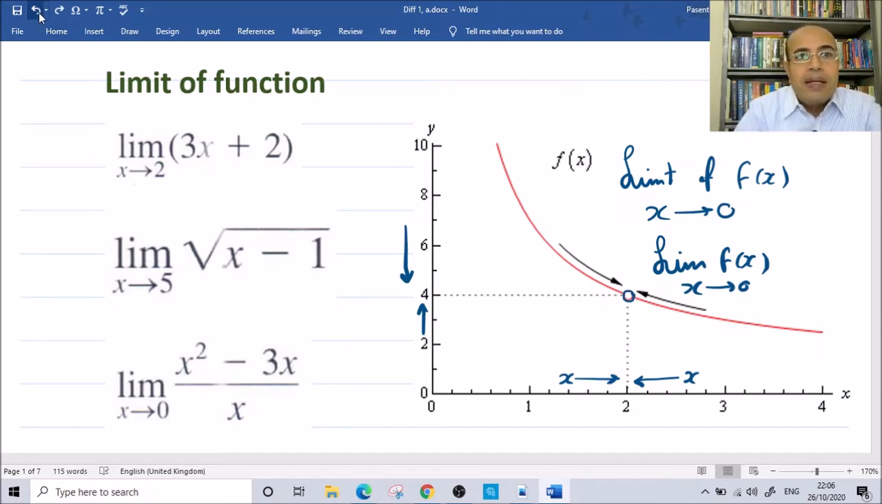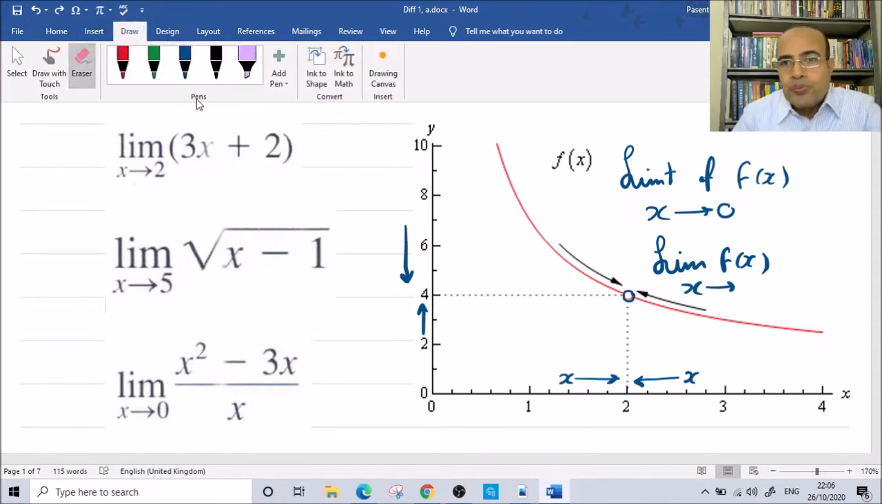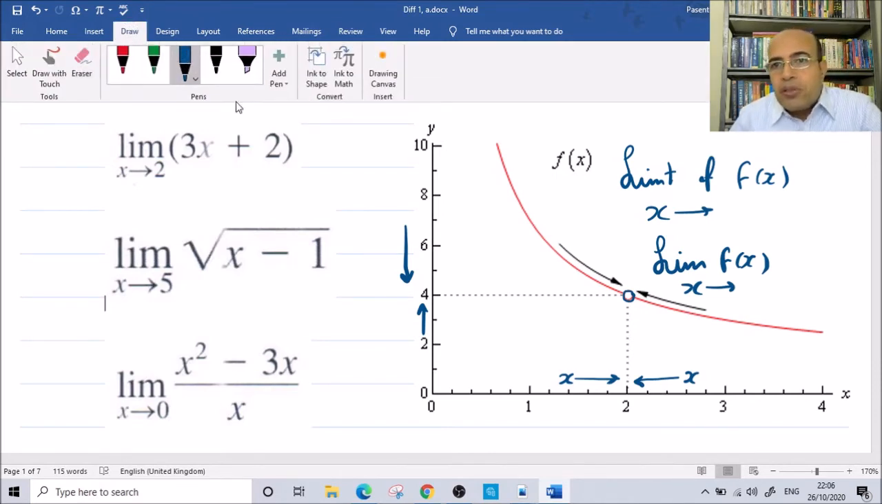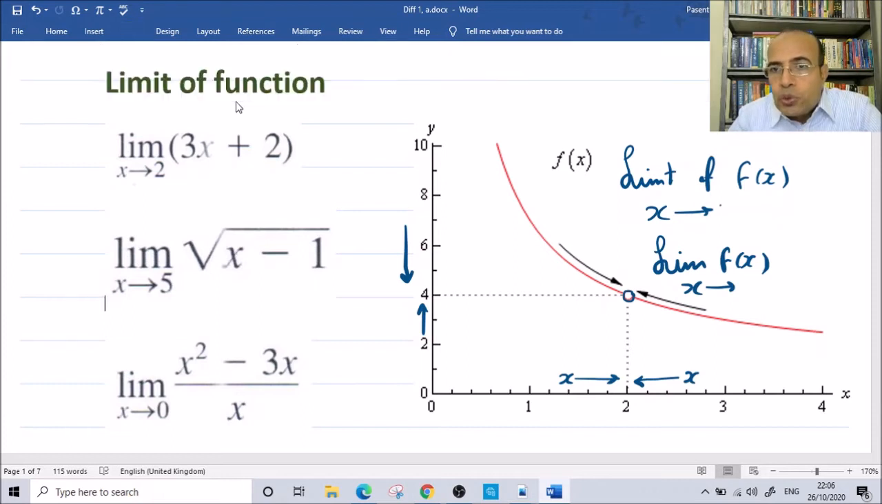When x tends to 2, not 0. So the limit of the function f of x when x approaches 2 or tends to 2, or mathematically lim f(x) when x tends to 2, equals what? Equals 4. In the simplest way, just replace x by the number.